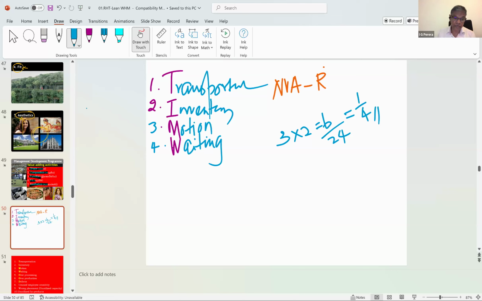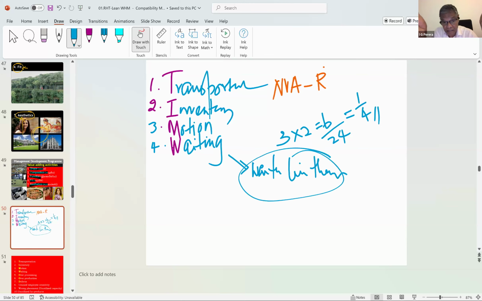Waiting time 0. That is very important. Waiting time is so important. There are theories developed, waiting line theories, or sometimes we call it queuing theory.